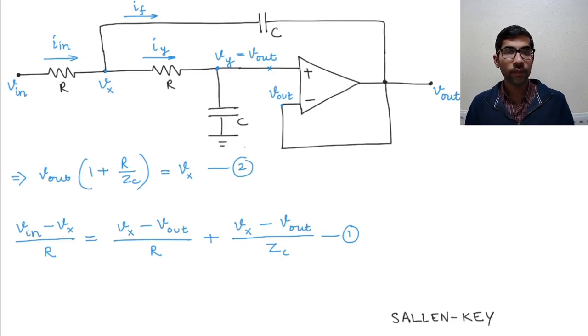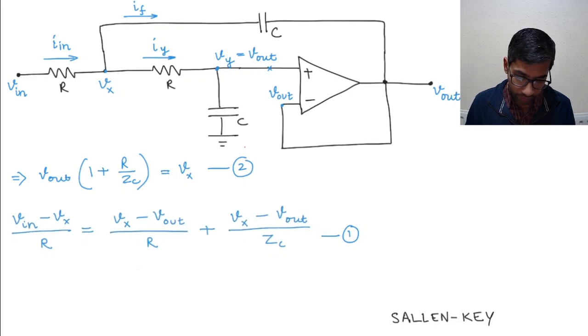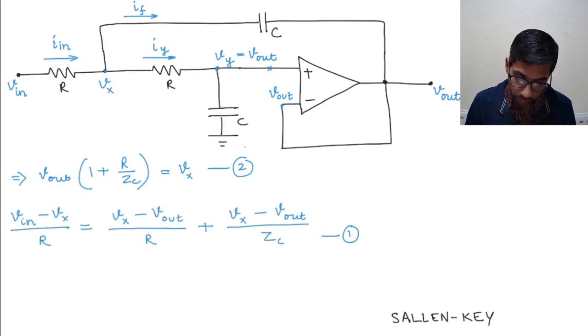Hi, in the previous video, we derived this equation, right? And I said that if we can substitute this equation here, we should be able to get a relationship between V out and V in. And I thought that maybe it would be useful to just do this. So let's just try to work this out.